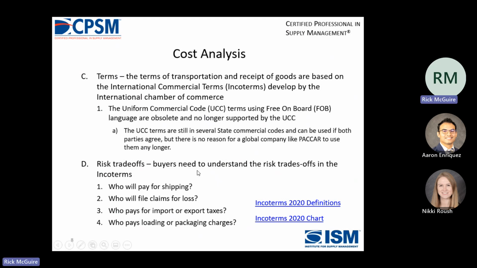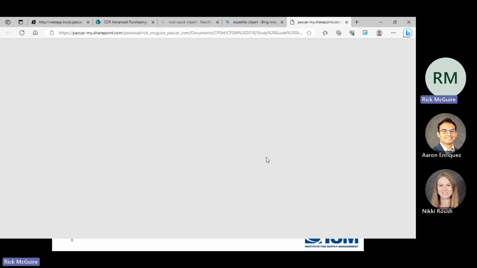Risk trade-offs. Buyers need to understand the risk trade-offs in the Incoterms. Who will pay for shipping? Who will file claims for loss? Who pays for import-export taxes? And who pays loading and packaging? So we've already looked at these definitions. That was on the other one.